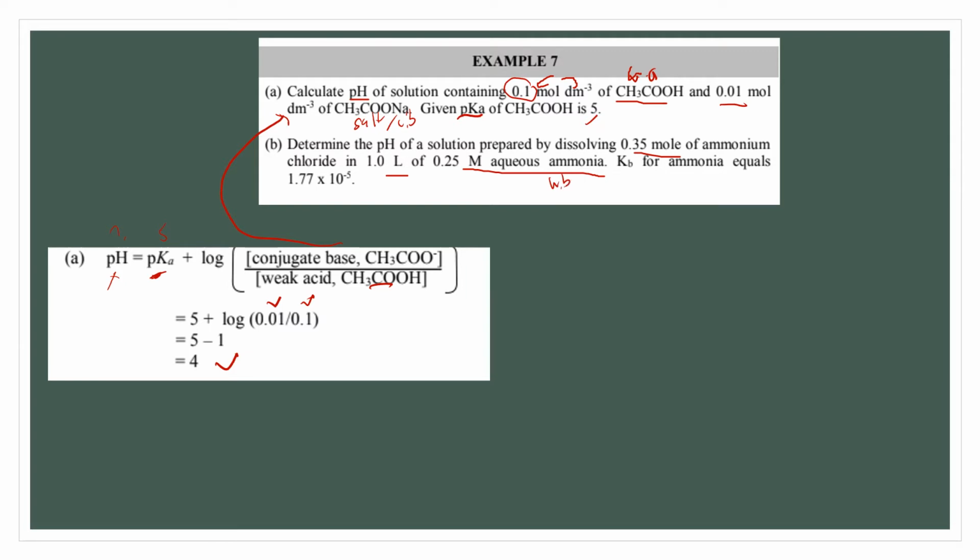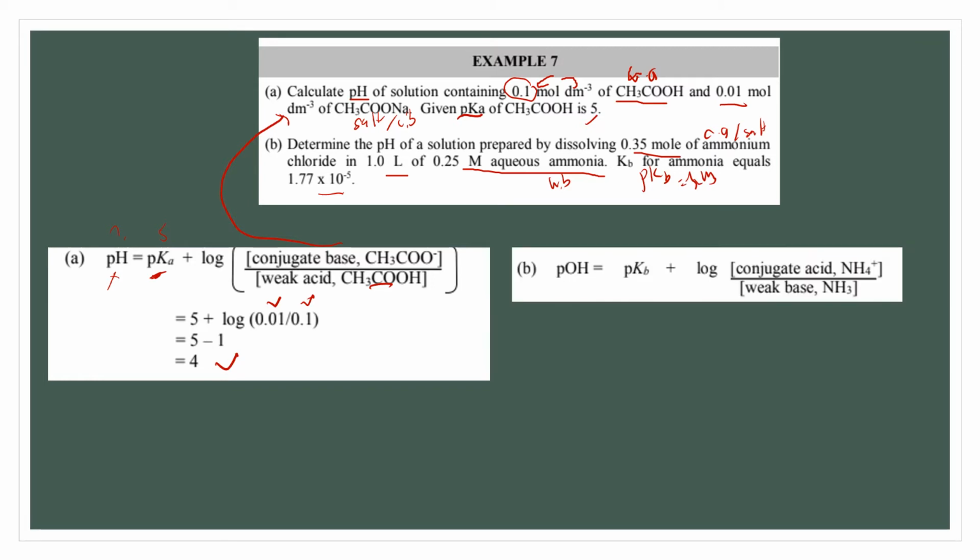Yang ni adalah awak punya conjugate acid ataupun salt. And the Kb value equals to... So you need to find the pKb lah, sebab dia bagi kat sini Kb saja. So awak kena cari nanti, okay, Kb value. Okay, kita tengok step dia.